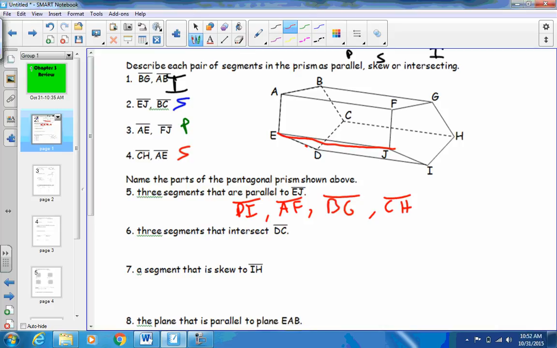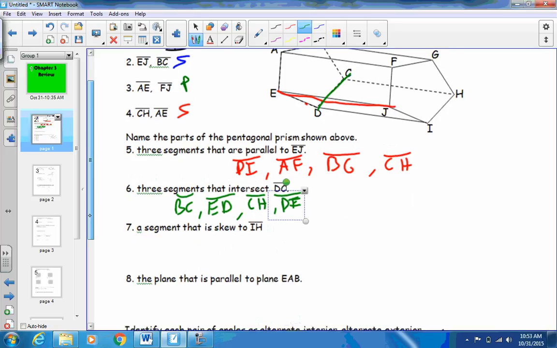Number 6 says 3 segments that intersect segment DC. Segment DC, we're dealing with this one right here. So they have to have a common point with DC. So we could say segment BC, segment ED, segment CH, segment DI. And I think those are the only 4 that actually intersect with segment DC. You'll need to name 3 of them.